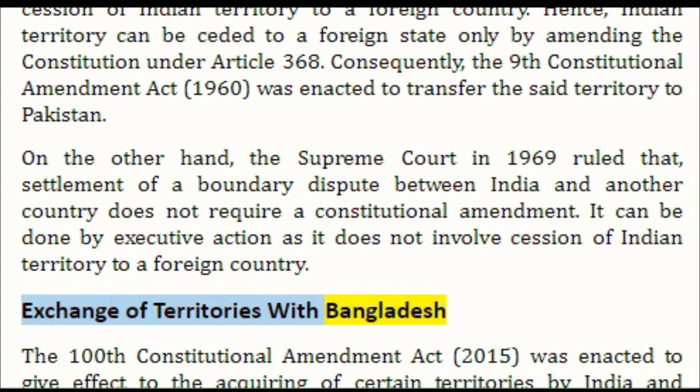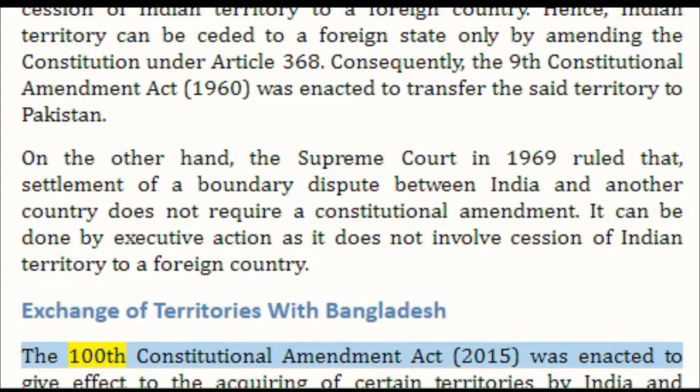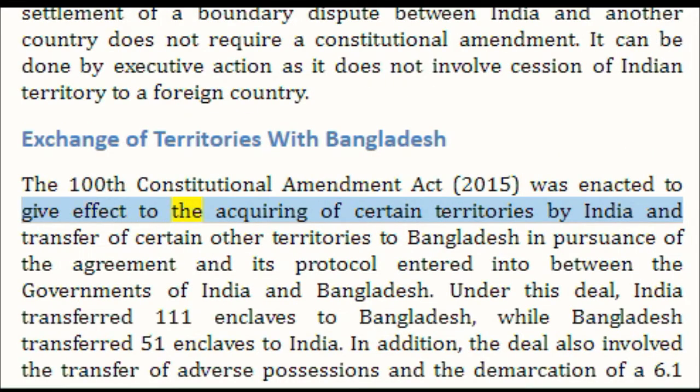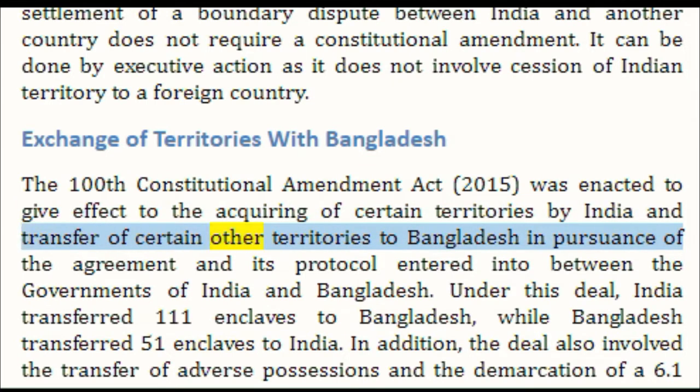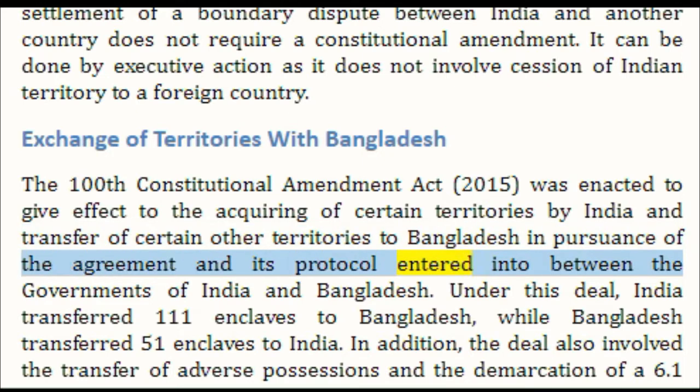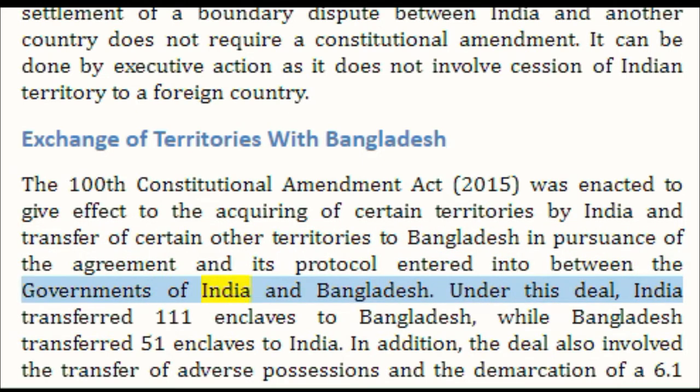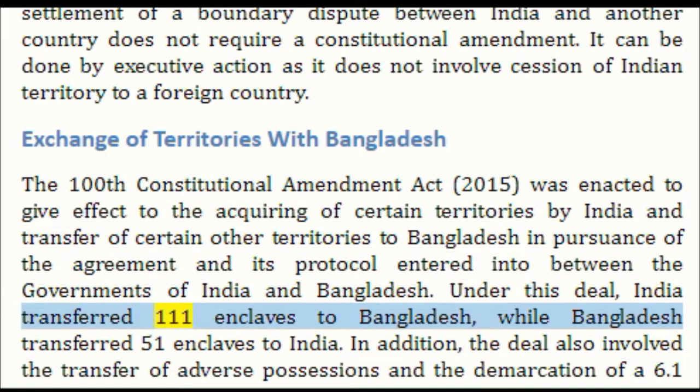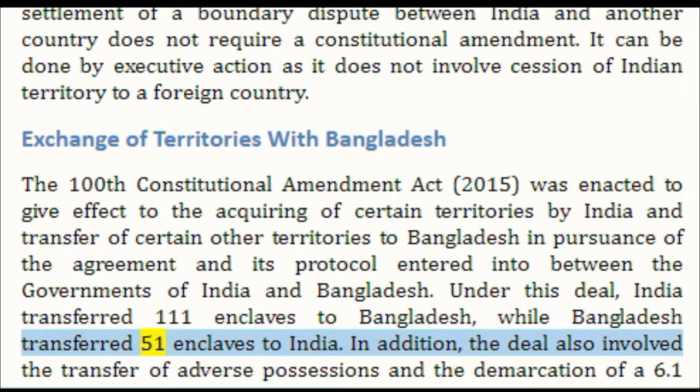Exchange of territories with Bangladesh. The 100th Constitutional Amendment Act, 2015, was enacted to give effect to the acquiring of certain territories by India and transfer of certain other territories to Bangladesh in pursuance of the agreement and its protocol entered into between the governments of India and Bangladesh. Under this deal, India transferred 111 enclaves to Bangladesh, while Bangladesh transferred 51 enclaves to India.